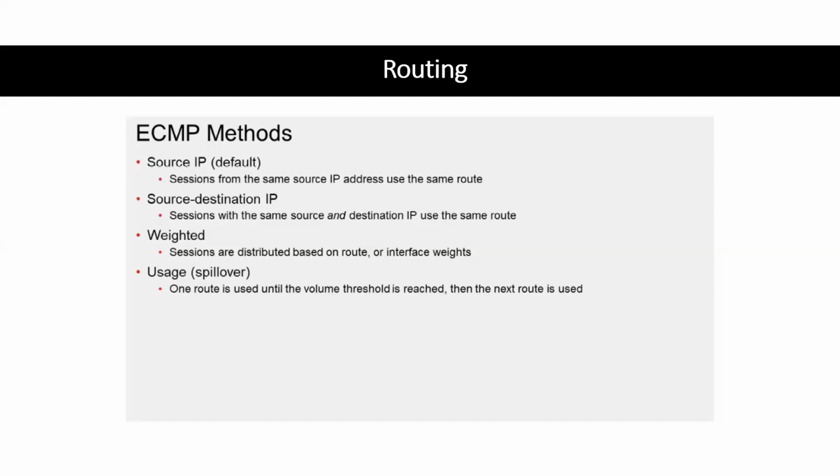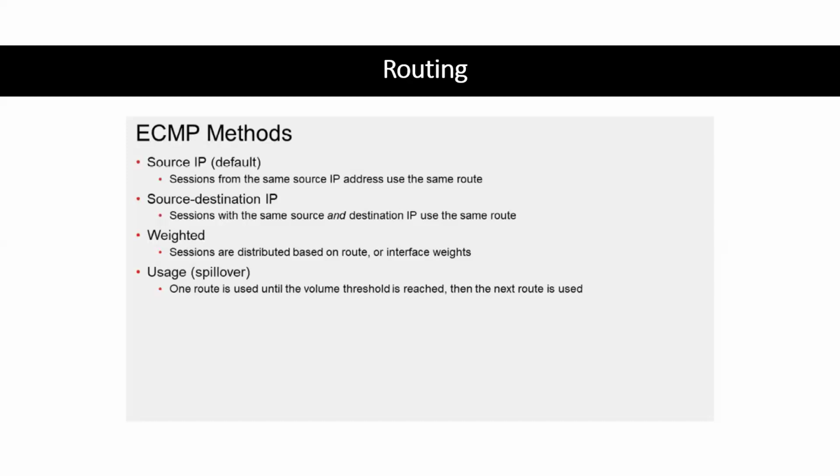All right. So there is an additional method called usage based, or spillover. You've probably seen that whenever we were talking about SD-WAN. In usage based load balancing, FortiGates use a primary route until a traffic volume threshold is reached, maybe roughly 70% or whatever you have configured. Then it's going to use the next available route. And this is still equal cost multipath, so it's going to have the same values and attributes for multiple routes to the same destination on that router.